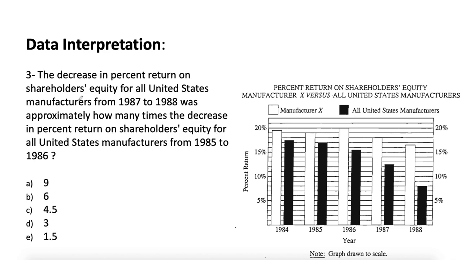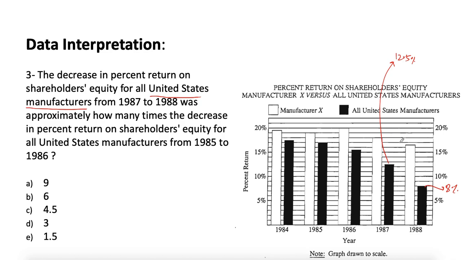Now this is the third part of the same graph: the decrease in percent return on shareholder equity for all United States manufacturers. The question asks about United States manufacturers from 1987 to 1988. Let's see what the decrease is. So this is 8, 10, 11, 12. So this whole is 1 unit. So this will be around 12.5%, and this is 8%.